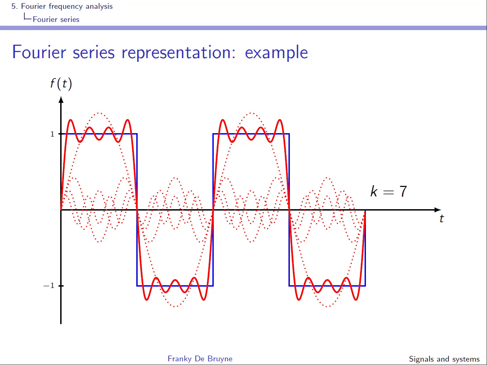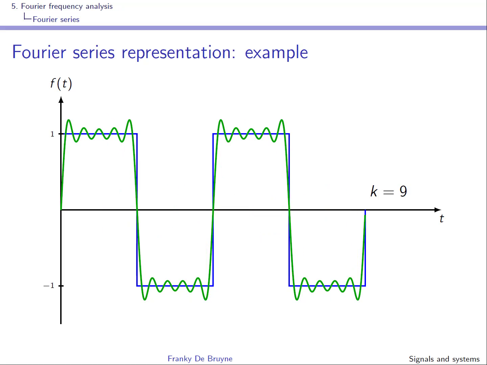So here we have added a fourth term that corresponds to k is equal to 7, and you see now the result after 4 terms is the red full line, and what you see is of course that the approximation improves, and this is what you have obtained at k is equal to 9. So we have now 5 terms in the Fourier series, and what you see is that the approximation gets better and better, and you see this ringing effect, this Gibbs phenomenon appearing.